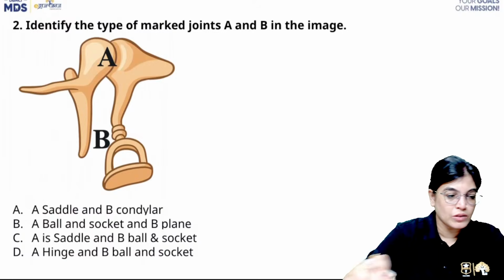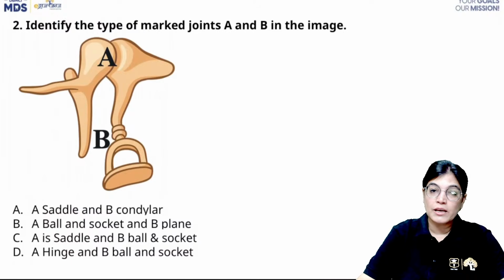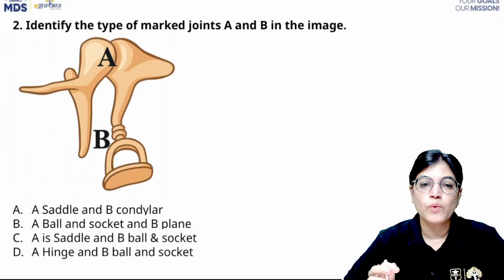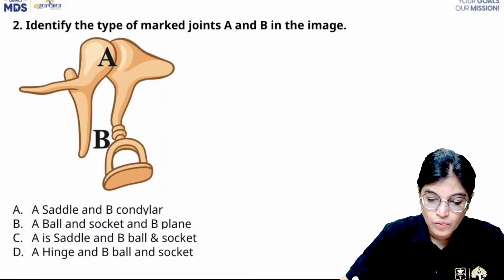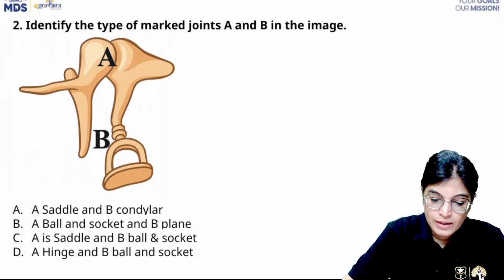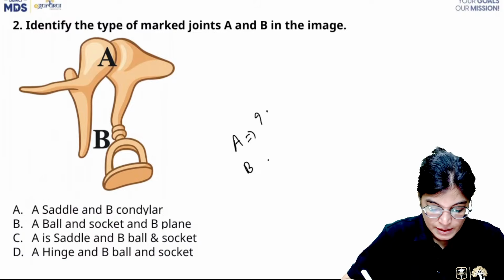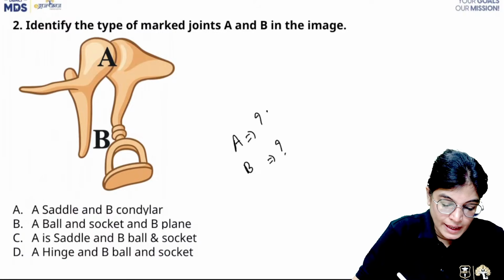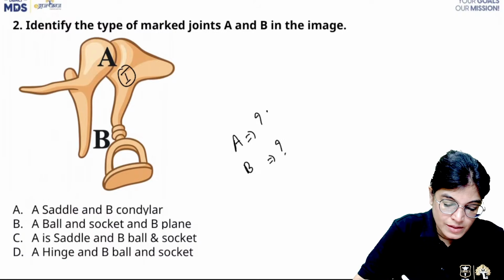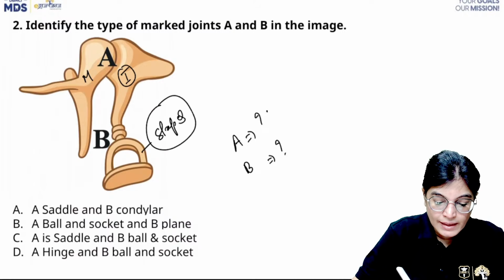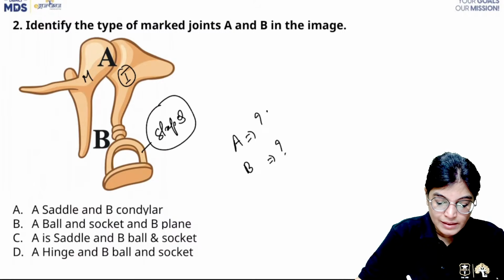Now let's move on to the next MCQ, which is again an image-based question, and you have to identify what joint A is and what joint B is. That is very important for you to give the right answer. You can see this is an articulation. This is I for incus, this is M for malleus, and this is the stapes. So the malleus and incus articulation is a saddle type of articulation.